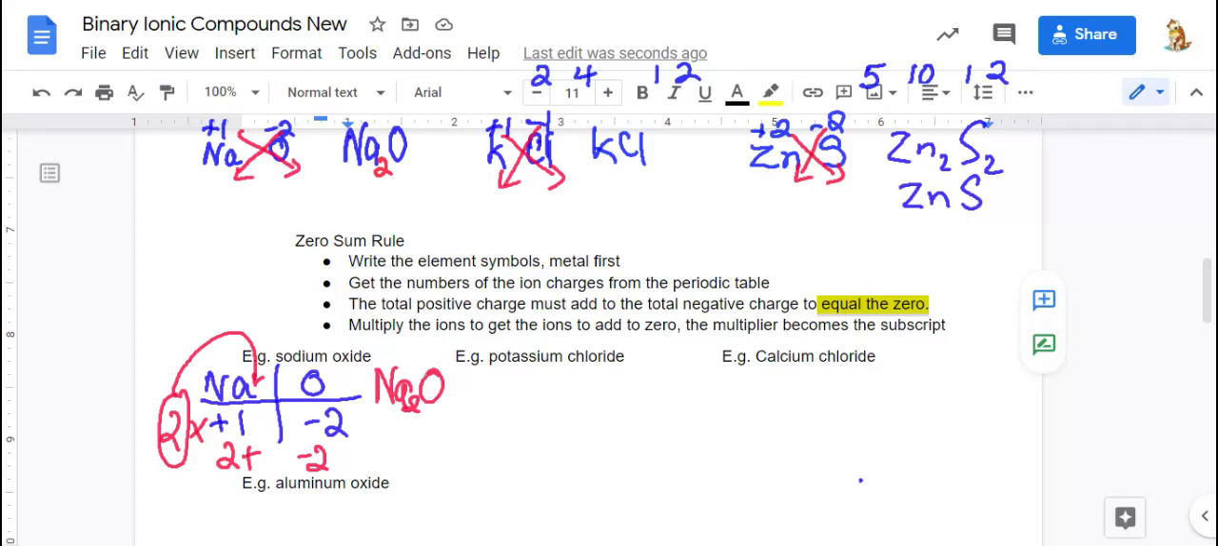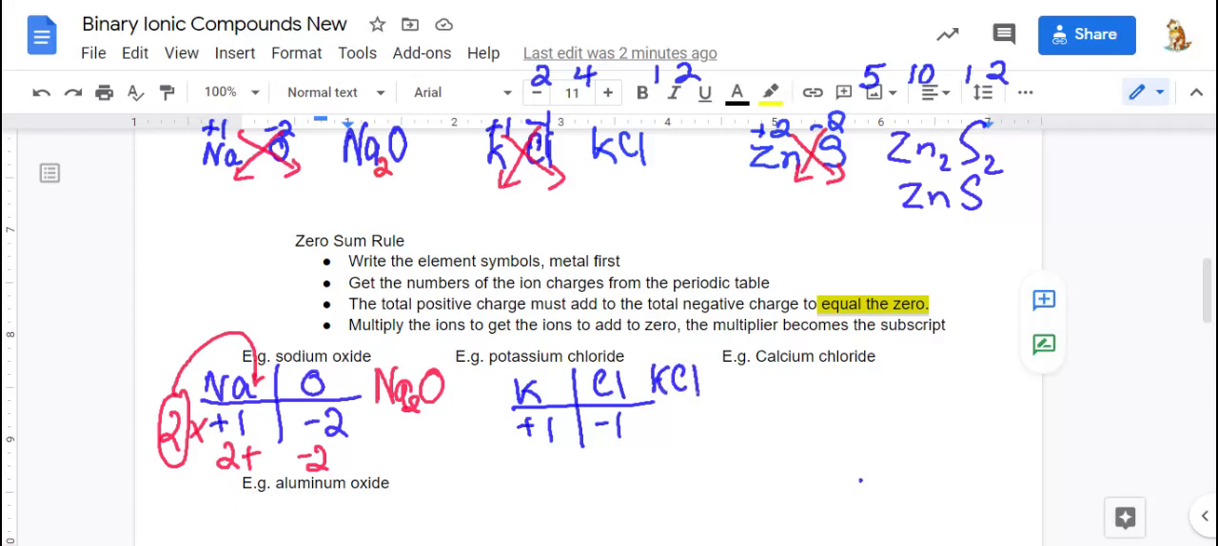Potassium chloride. K and Cl. So this is +1. This is -1. They add to 0. So the formula is KCl.